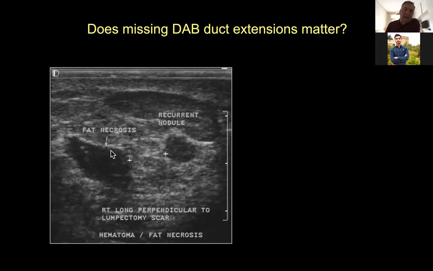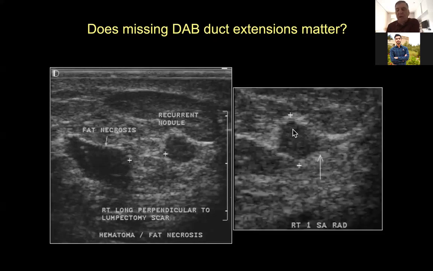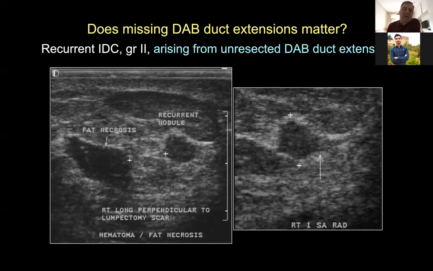Now, here I can see fat necrosis. This is the lumpectomy scar on the left, and I can see there's a recurrent nodule on the right. Where did that recurrent nodule occur? Well, when I rotate radially, I can see that it's actually inside the duct. So missing these DCIS components toward the nipple can lead to recurrences.